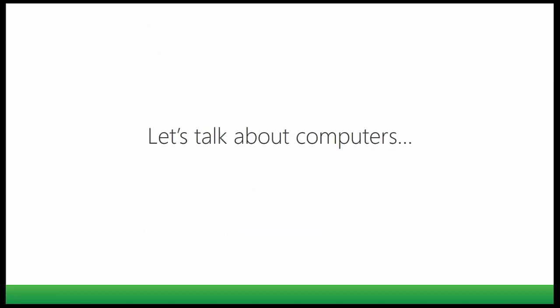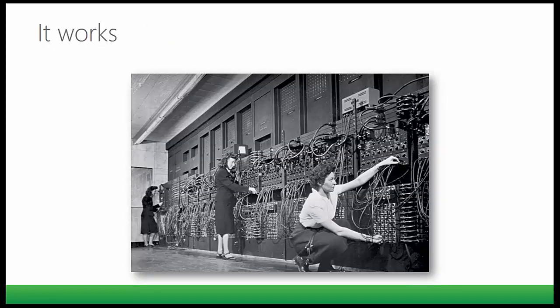Here's another example. Let's talk about computers. This is the ENIAC computer. It was one of the first computers ever built. Programming it was very difficult, but it did something that was previously impossible. It worked, and it allowed for complex ballistic calculations that before this just could not be done.